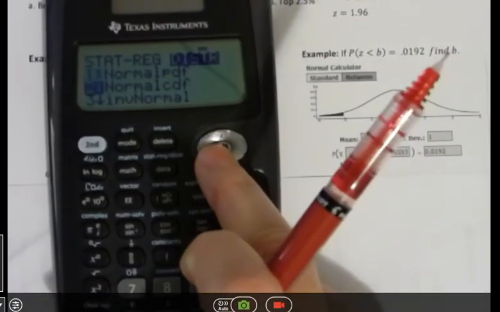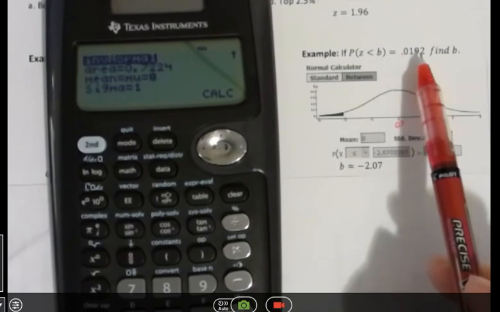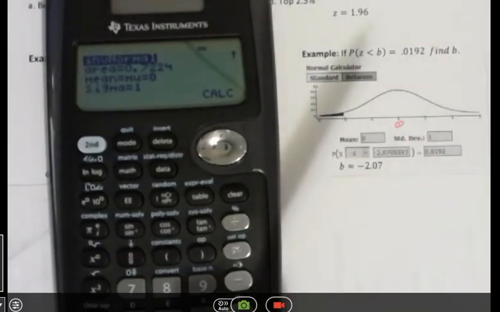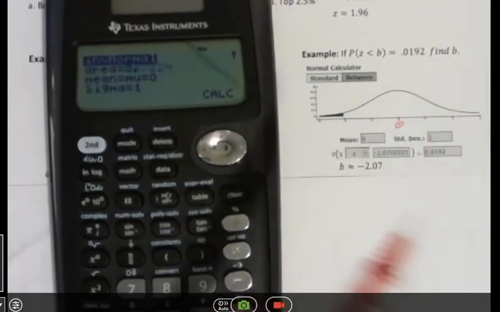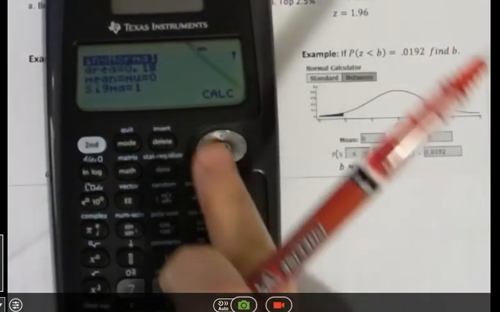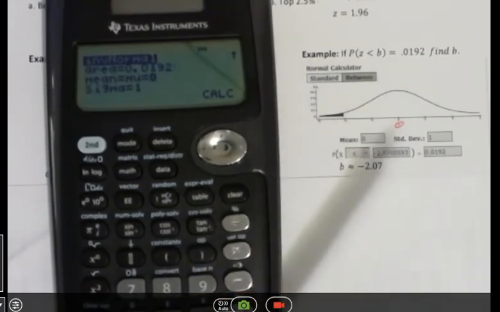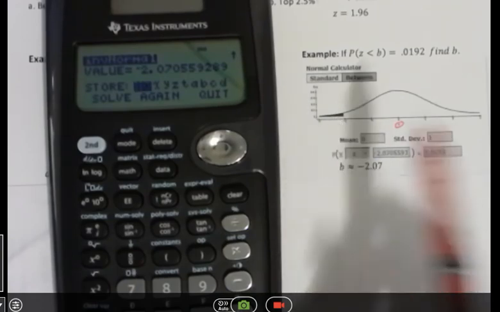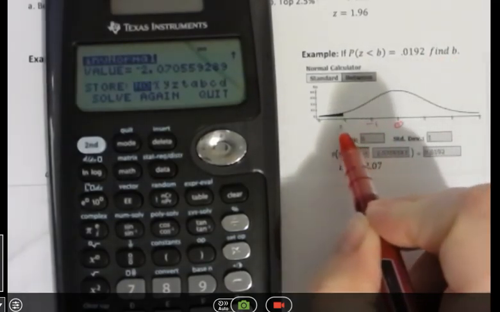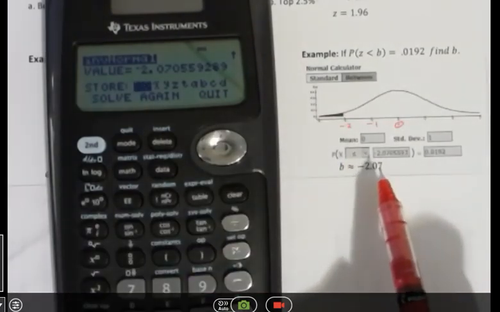Over to distribute and down to inverse normal. And then my area here is 0.0192. I'm really having a hard time operating the calculator all of a sudden. And then hit enter, and that gives me negative 2.07. And that should make sense. This is -1, this is -2, and a little bit past that, and that's how I get the negative 2.07.